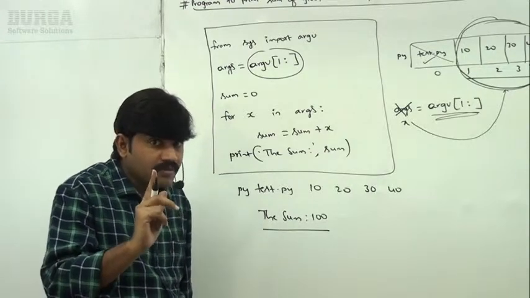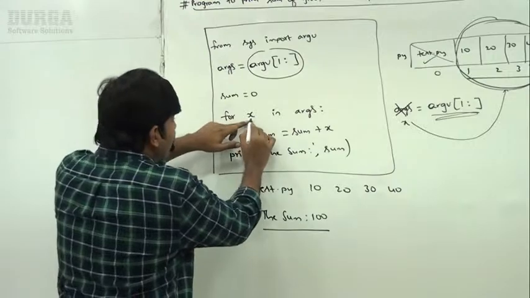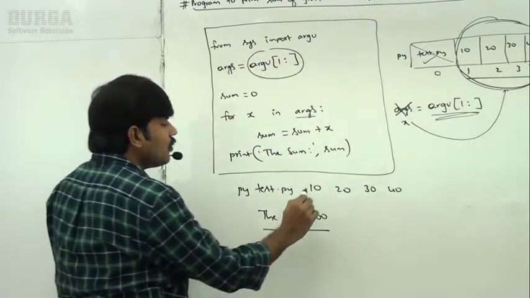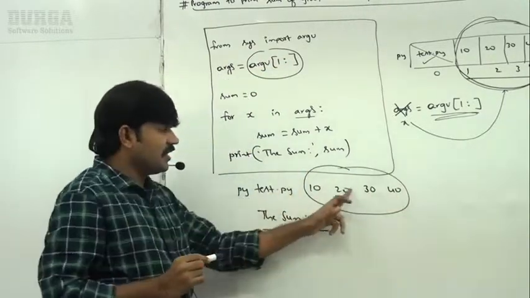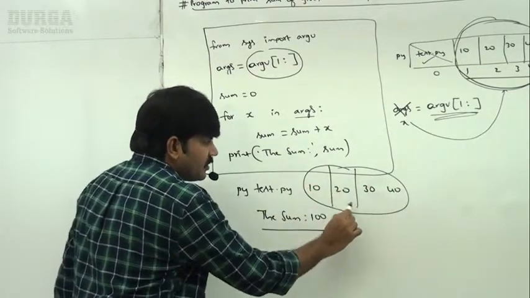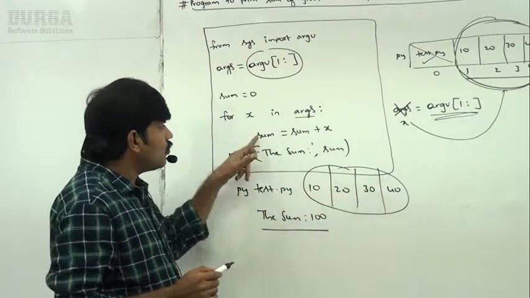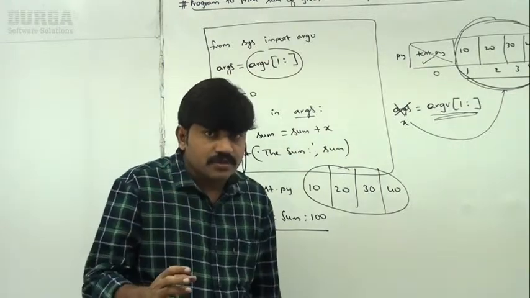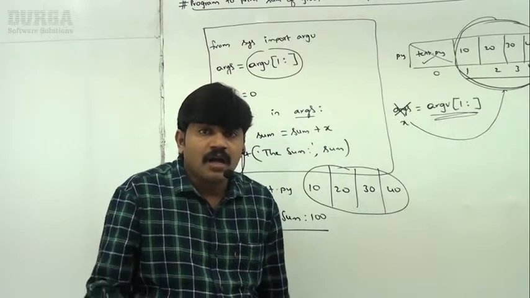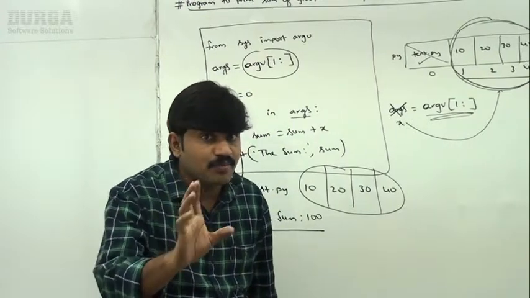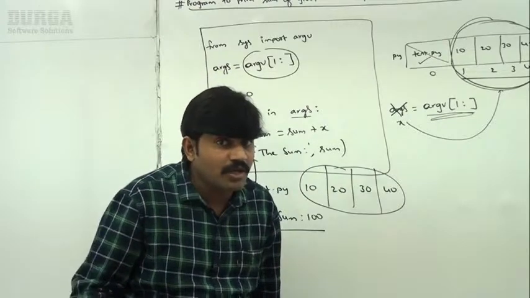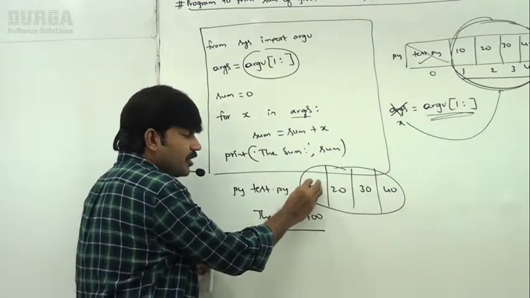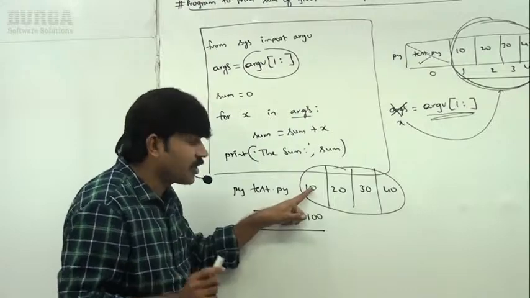Observe carefully, a very important point. For each x in args, args means argv of 1 colon. So for each x, first time x, next x, next x, add this x to sum. Here there is one small problem. Whatever values we are passing from the command prompt are always considered as string type only. Remember this. Even if you are passing numbers, it is always going to treat them as a string.